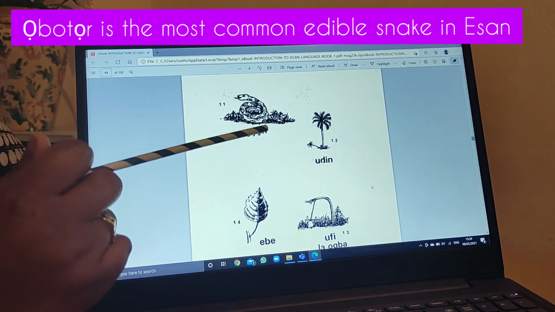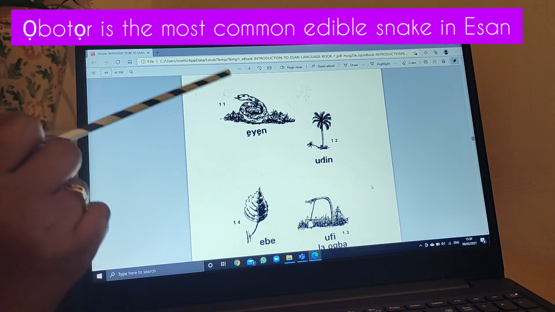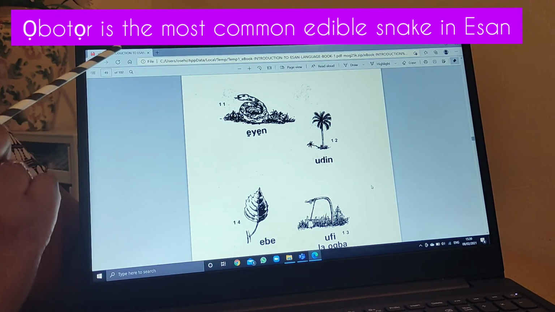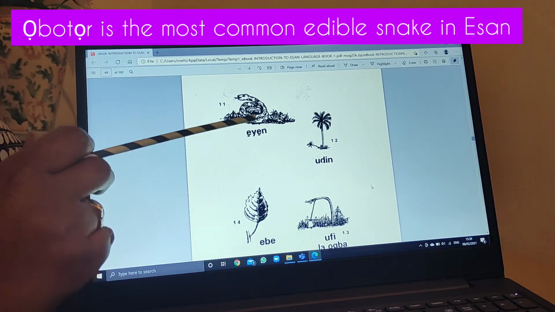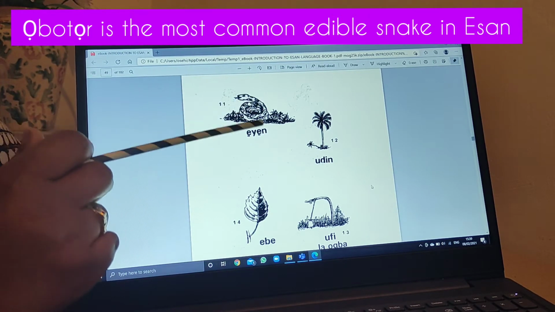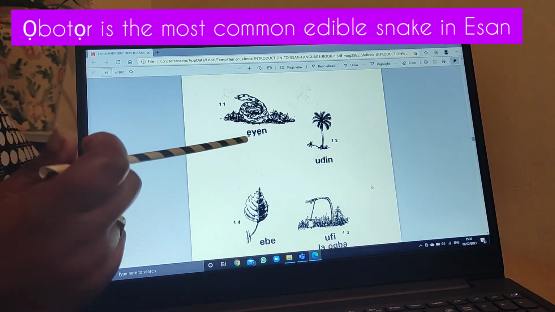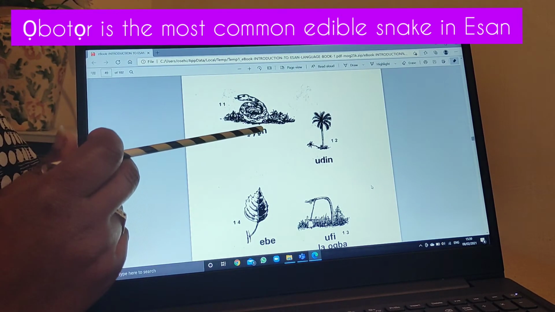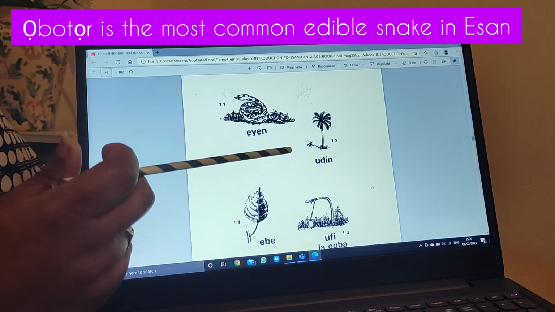Ikmi, obviously, python is huge, almost like the family of what any is to the bush, the other mammals. But oboto is very common in Esan. It's a very popular delicacy. Actually, most people say it tastes like chicken or even tastes better than chicken. Yeah, it actually tastes better than chicken.